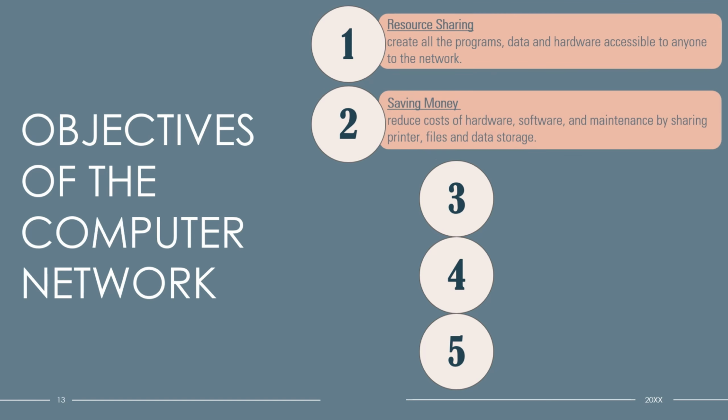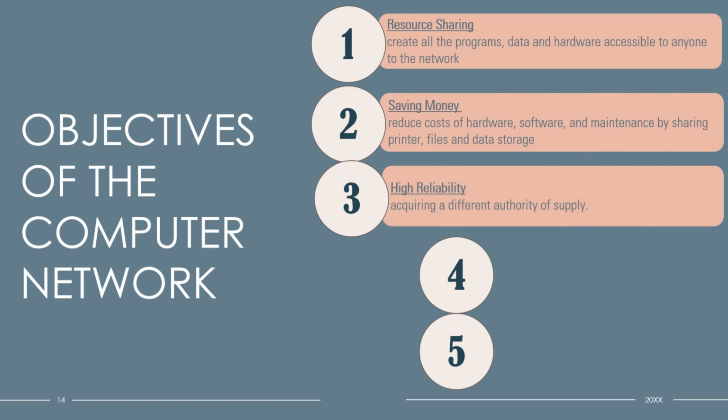And then, computer network also saves people a lot of money by reducing costs of hardware, software, and maintenance because we share printers, files, and data storage. Oh, but is the information we keep in the network safe? Yes, Aina, they are safe because computer network has high reliability in improving and maintaining its performance by acquiring different authority of supply.